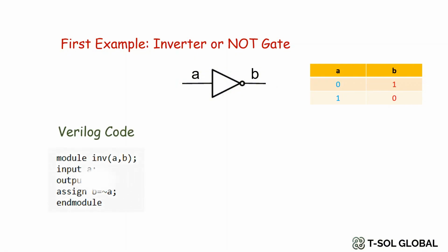Next, we have the Verilog code for the inverter, where the module is the inverter and we have A as the input and B as the output. And assign is mainly used to assign the FPGA, or the part of the FPGA, which will be used as a NOT gate. And at the end, we have to use endmodule. We will explain the Verilog code and how it works in our next few videos.